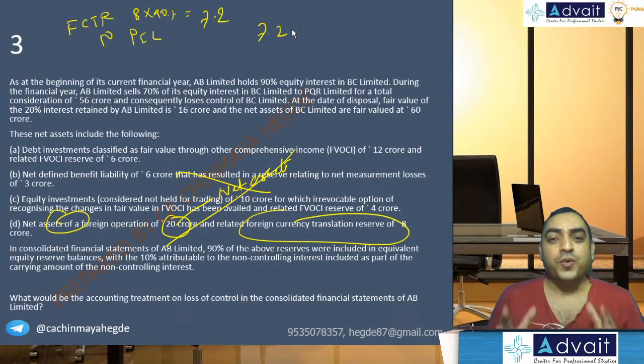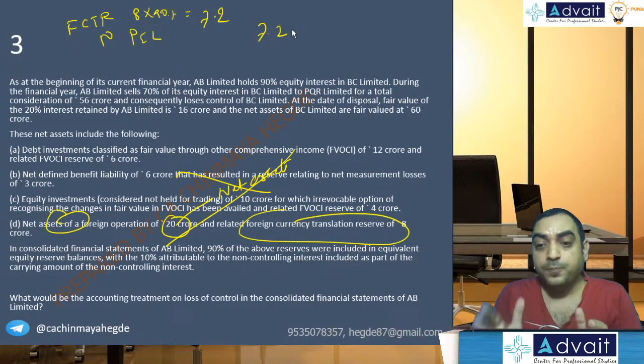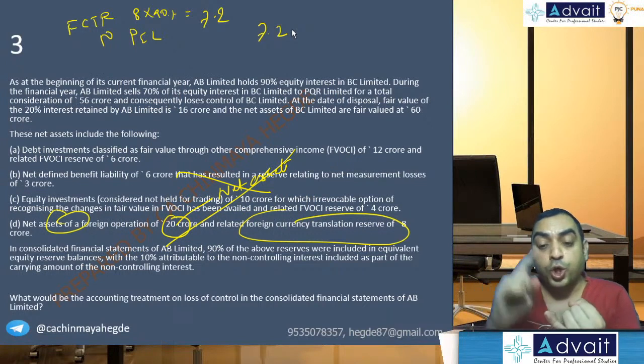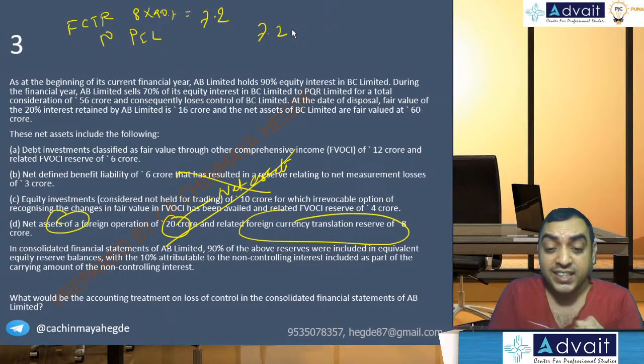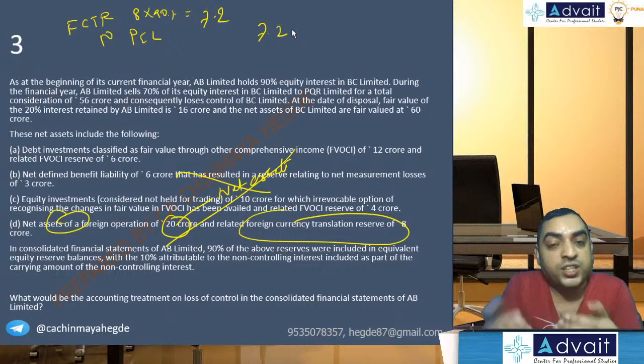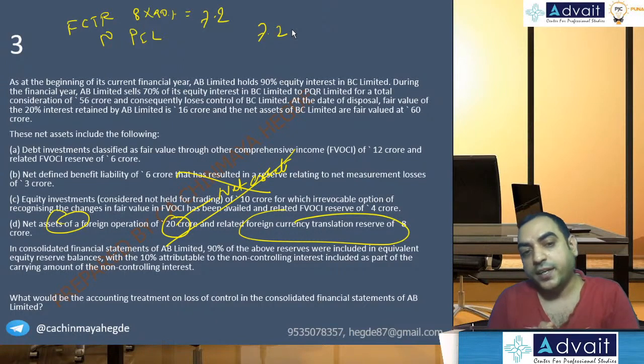So what you should do in case of sale with loss of control, it should be transferred to P&L account. Goodwill should be derecognized, net assets derecognized, NCI derecognized, bank account is debited. In case of continuing some investments, that investment is also debited.